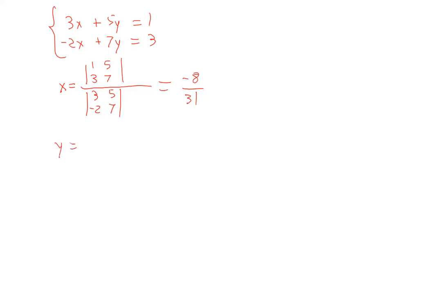And y is equal to, on the top, I will have 3, negative 2, 1, 3. And on the bottom, I will have 3, negative 2, 5, 7. So the bottom, of course, will be the same. It's 31, I know that. And the top will be 9 plus 2, it's 11.